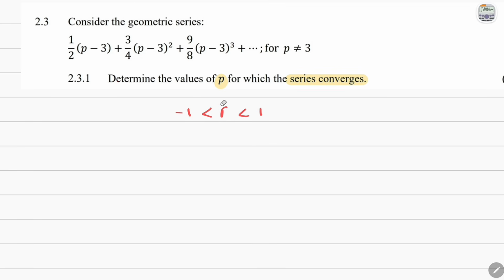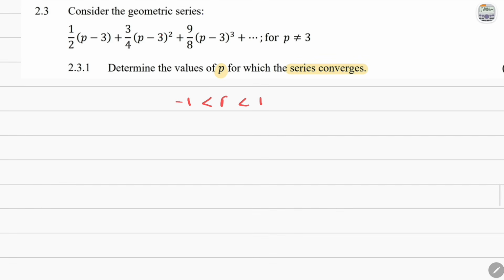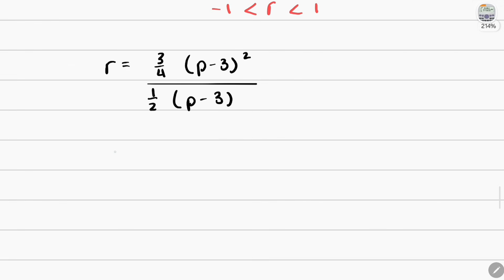So let's find that common ratio, that constant ratio. We can find that by taking the next term divided by the previous term. It can be term 2 divided by term 1 or even term 3 divided by term 2. So if we say r is equal to, and we're just going to say term 2, which is 3 over 4 times (p minus 3) all squared, divided by term 1, which is 1 over 2 times (p minus 3), then what is this equal to?